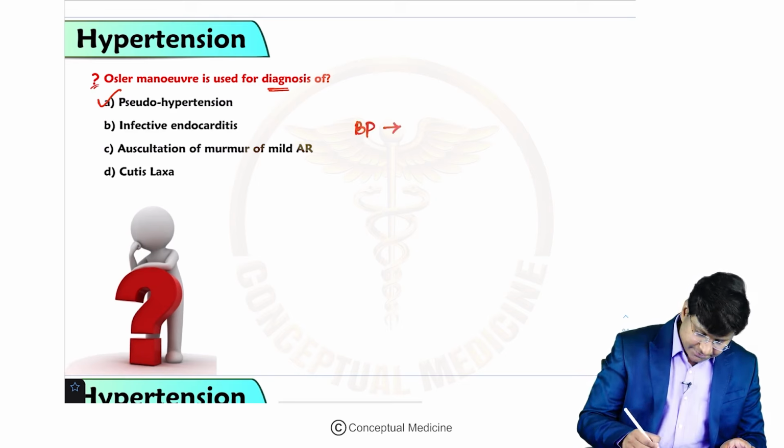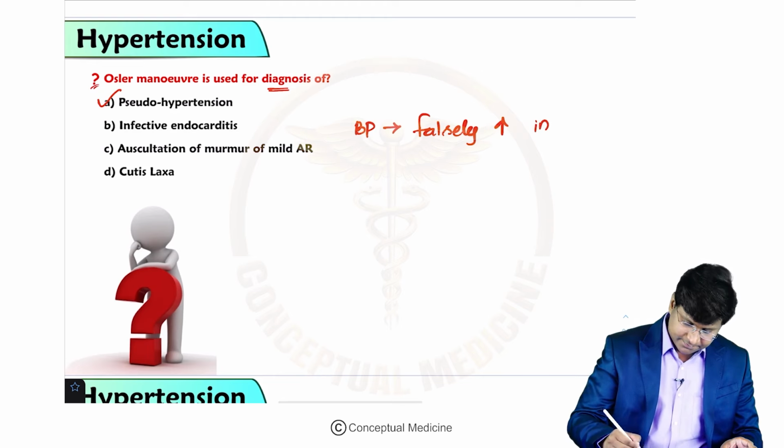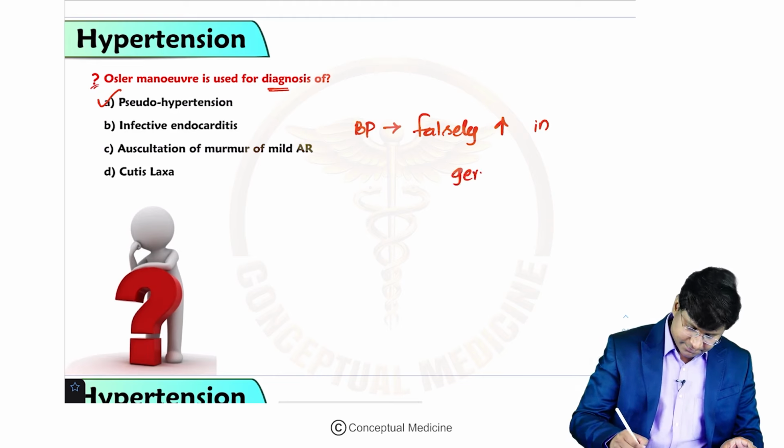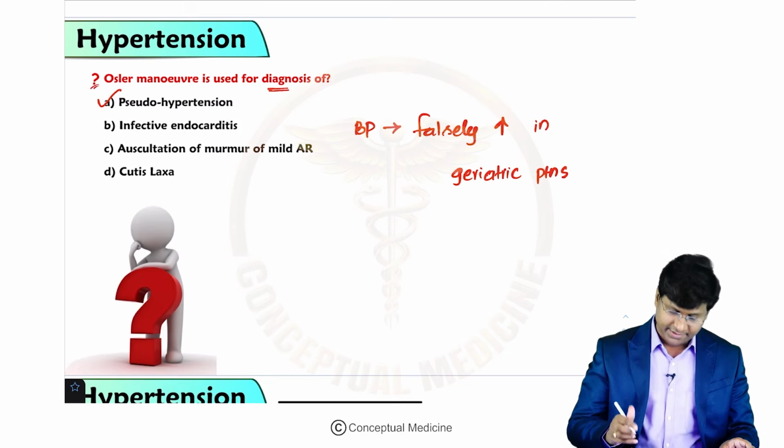Blood pressure may be falsely elevated in geriatric patients due to severe sclerotic arteries.